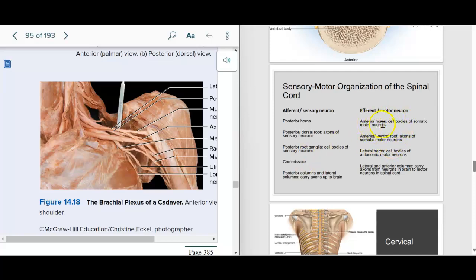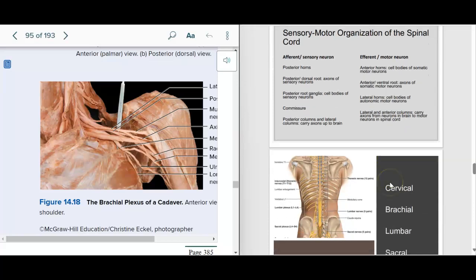Efferent, we have the anterior horns. These are going to be the cell bodies of motor neurons. The anterior ventral roots, axons of the somatic neurons. The lateral horns, autonomic motor neurons. And the lateral and anterior columns carry axons from neurons in the brain to the motor neurons.